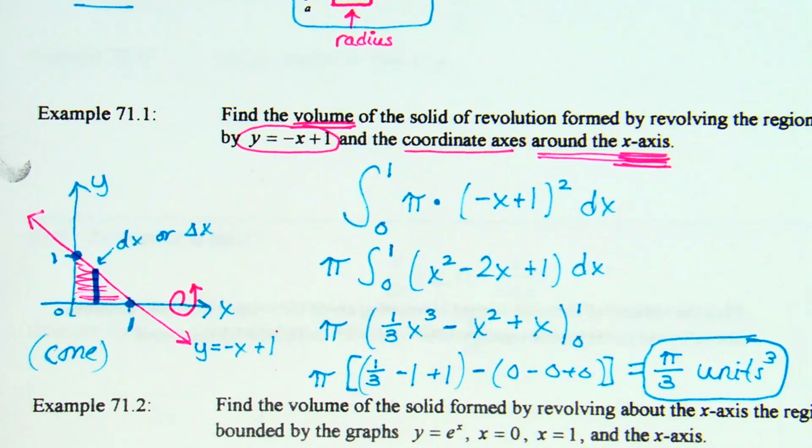Questions there? Yeah. Okay, so is that the volume of just the disk, or is that the volume of the whole shape? The whole shape. Okay. By integrating from 0 to 1, it makes it the whole shape. But if you use the start and stop of the disk, it would be just the disk. Right. Okay.